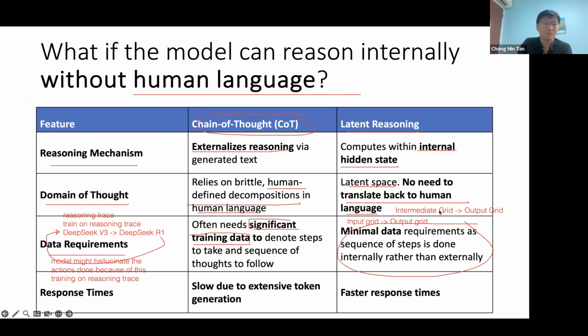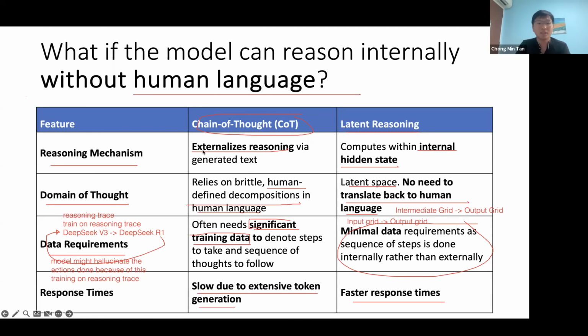Okay, response times. Quite important here. Response time is very slow in chain of thought because you need to output the entire reasoning traces. But in latent reasoning, it might be very fast because all these are done in the vector space. And vector space is much faster than generating one token at a time in an autoregressive manner. In chain of thought, that's what you do.